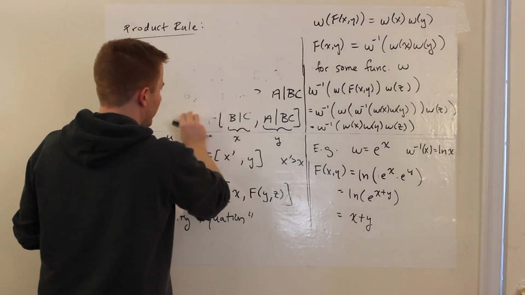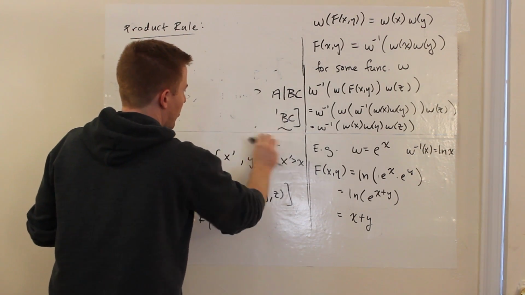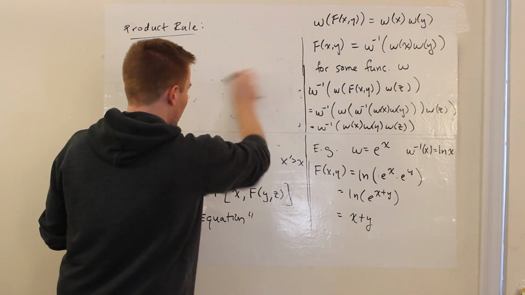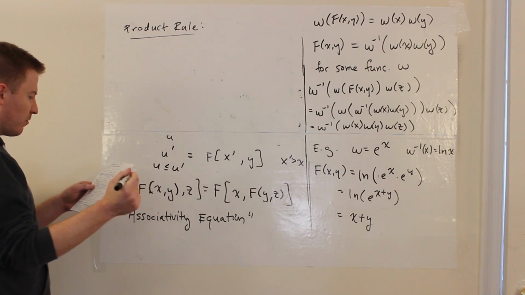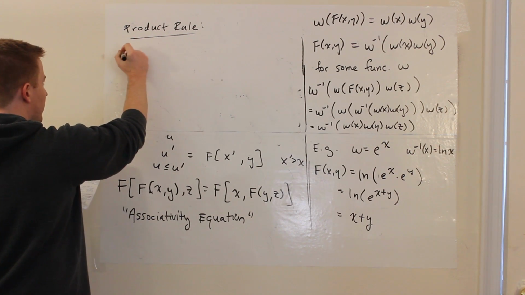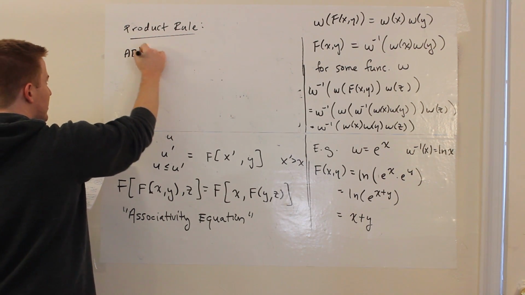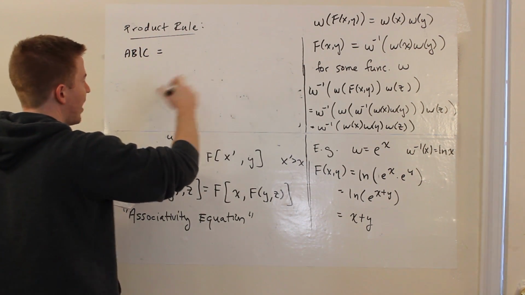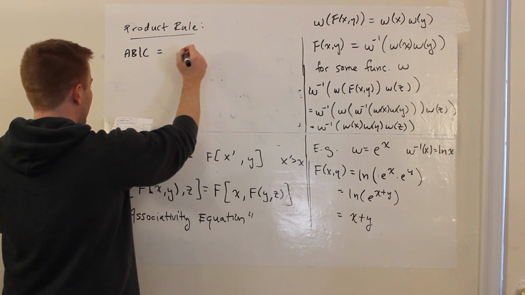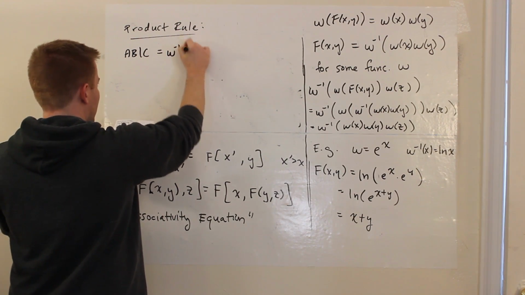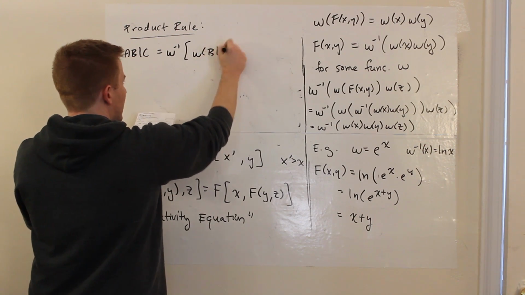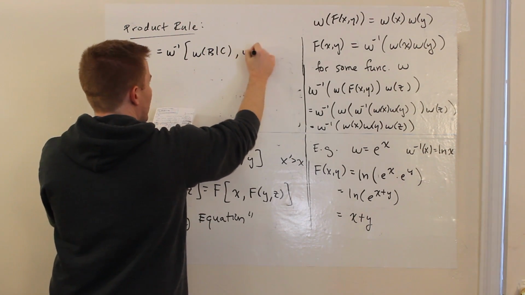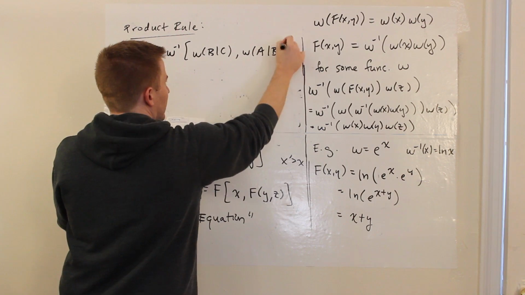So if we consider going about this plausibility question two different ways. We started with a, b given c, and we said we can write that now as f of x and y, which is going to be w inverse of w of b given c, w of a given b and c.